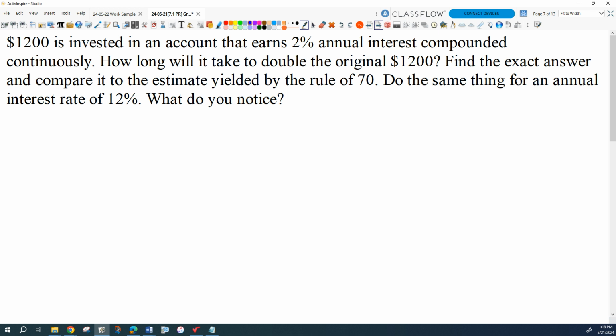Let's actually see what it is, and we can compare it to the rule of 70. How would we do this? What's our model here if it's compounded continuously? Go ahead. Okay, right. So we even know the amounts here, don't we? We know A of t is going to equal our original amount, which is 1,200, times e to the kt.